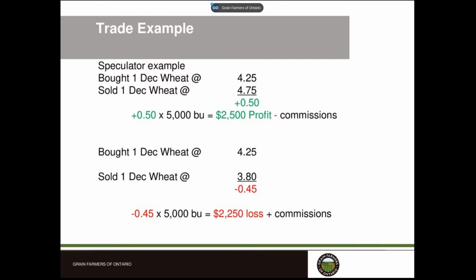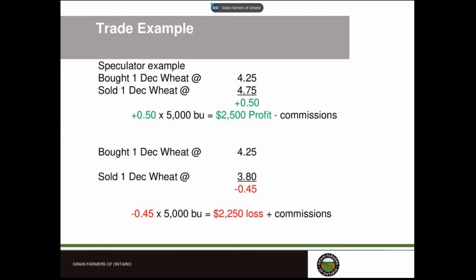Now this time, instead of shorting the wheat or using it as a hedge, we're going to buy wheat. So this speculator decides he likes the price of wheat at $4.25. He puts a futures position on December wheat at $4.25. Two or 3 weeks later, December wheat's now trading at $4.75. Phones his broker, or he does it online himself, sells his wheat at $4.75. The difference is 50 cents, and that's a profit because he bought it at a lower price and sold it at $4.75. So his profit is 50 cents, which equates to $2,500 less his commission.